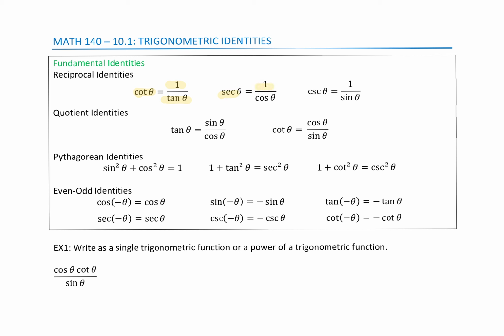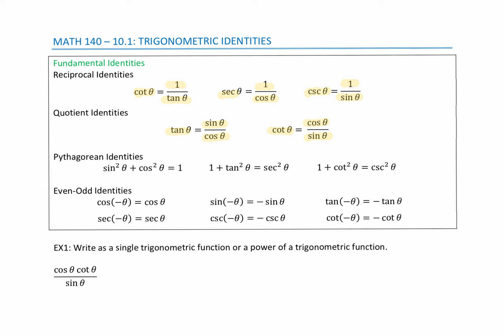Secant is equal to 1 over cosine. Cosine is 1 over secant. Cosecant is 1 over sine. Sine is 1 over cosecant. Then we have the quotients, and that just means we can write tangent and cotangent as a quotient or a fraction. Tangent would be sine over cosine. Cotangent would be cosine over sine.